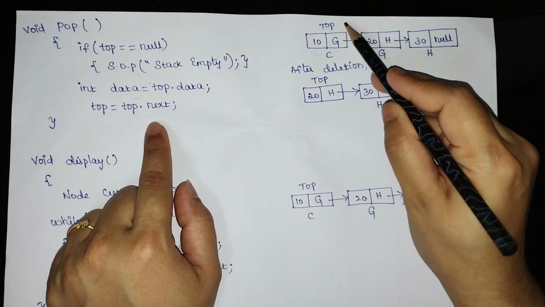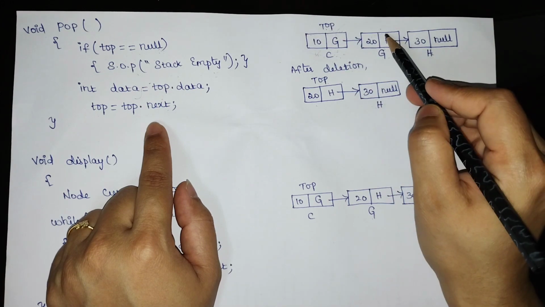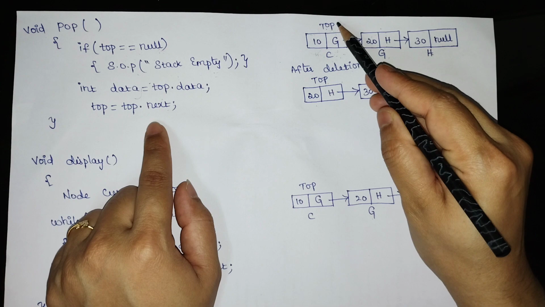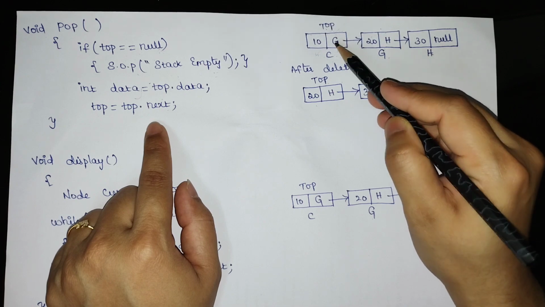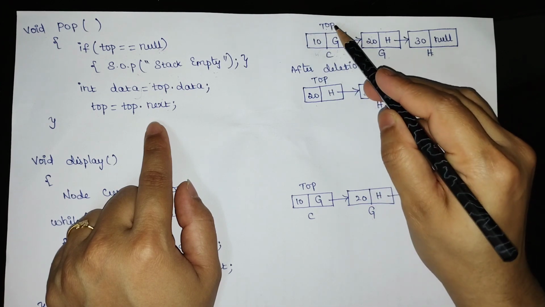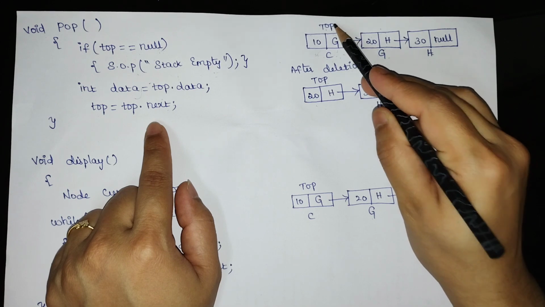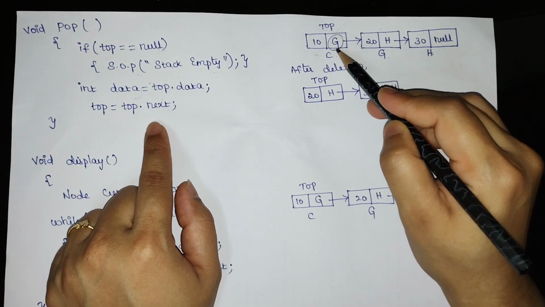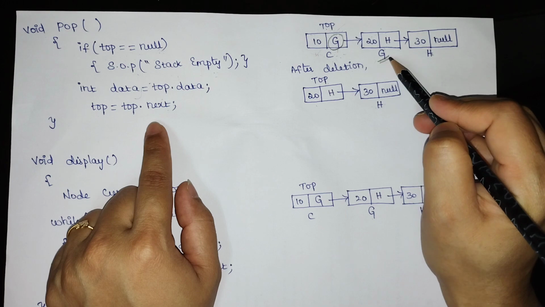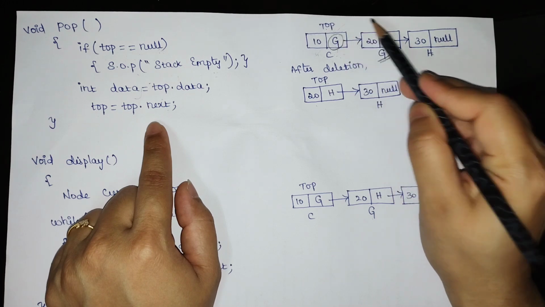If you are moving the top to the second element, how do you move it? This is my first. When you are deleting it, it should move to the second element. And how do you move it? Just by assigning top dot next as top, because now this is my top. What is my top dot next? Which is Z. What is Z here? It is the next node memory location.